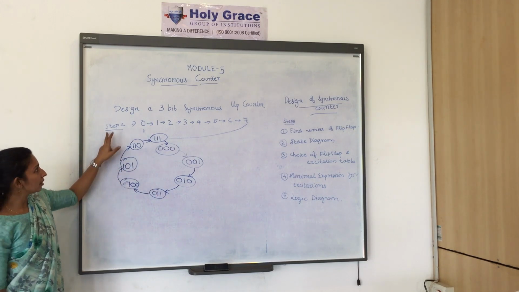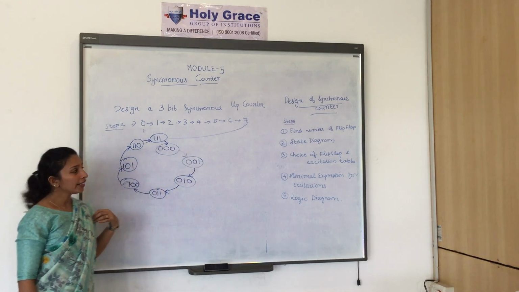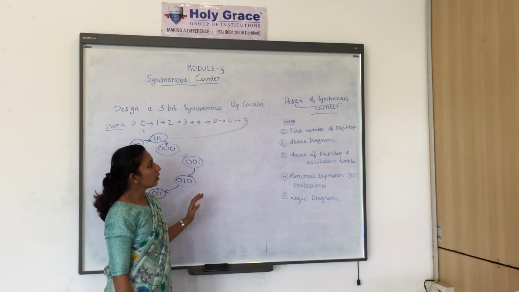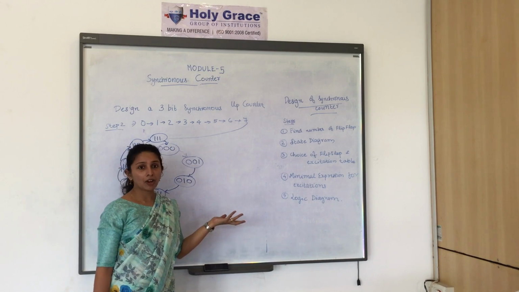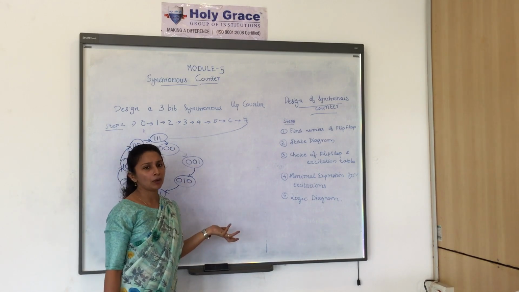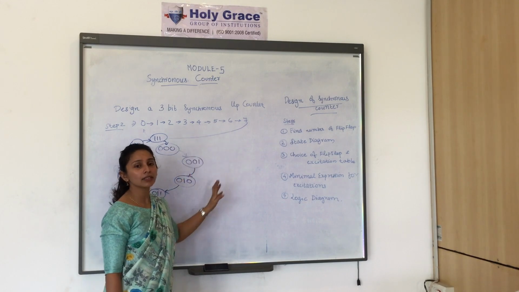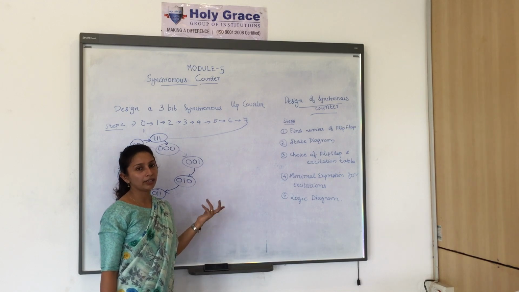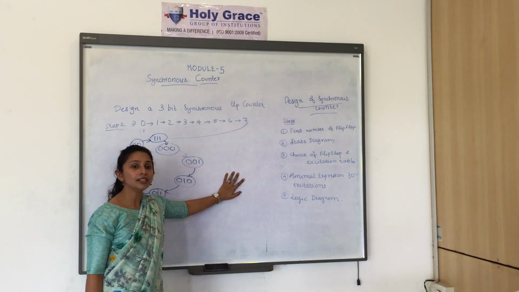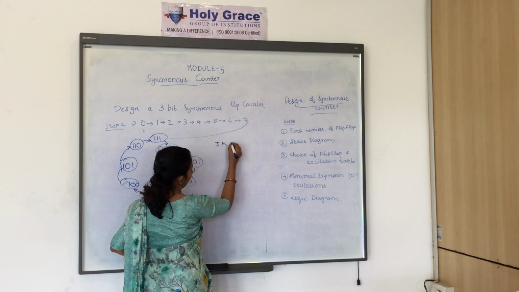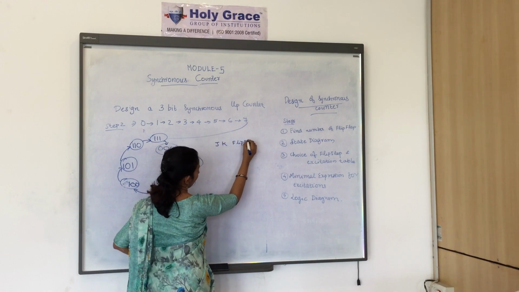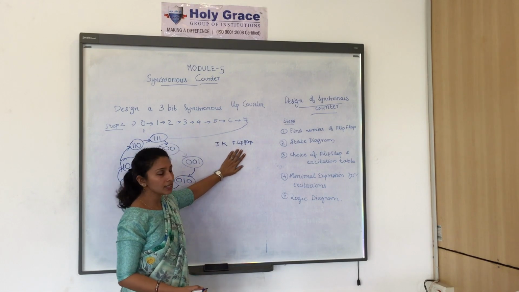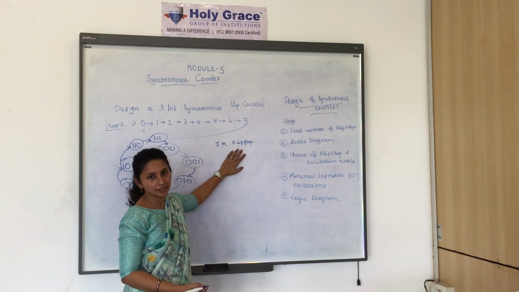Now we have done the second step, the state diagram. Next is the choice of flip-flop. It can be a JK flip-flop, a T flip-flop, or a D flip-flop. Sometimes the question specifies whether to design using a JK, D, or T flip-flop. Here I am using a JK flip-flop. Before designing this, we have to write down its excitation table.